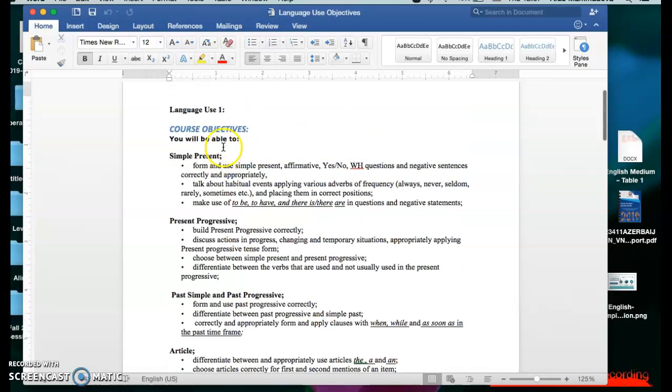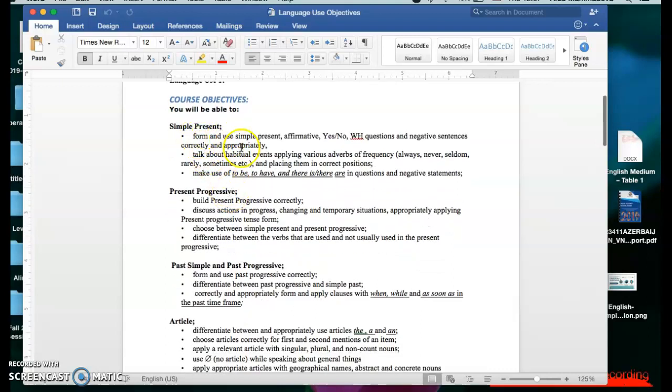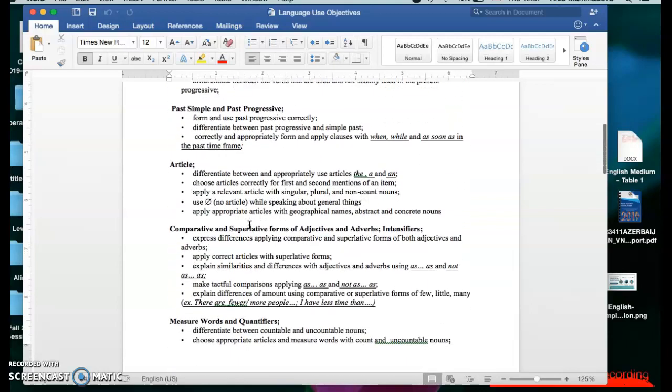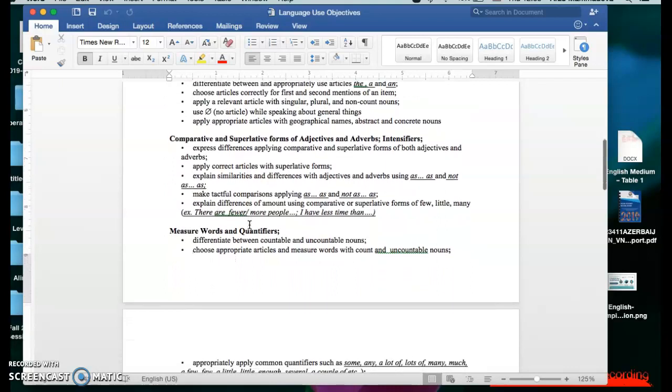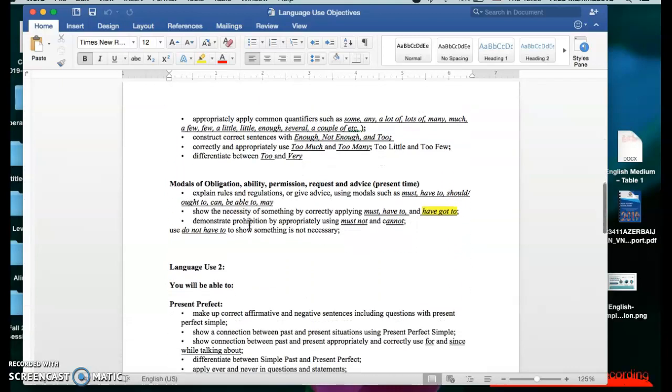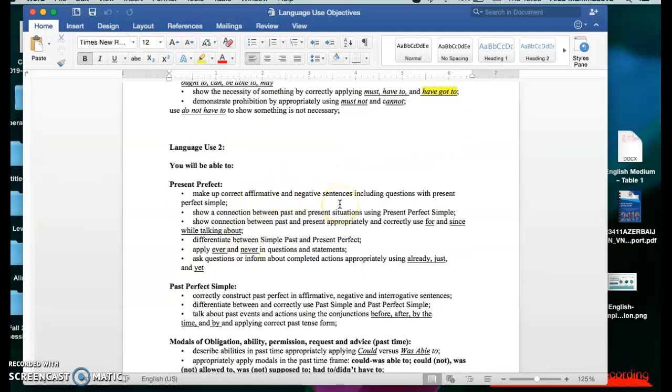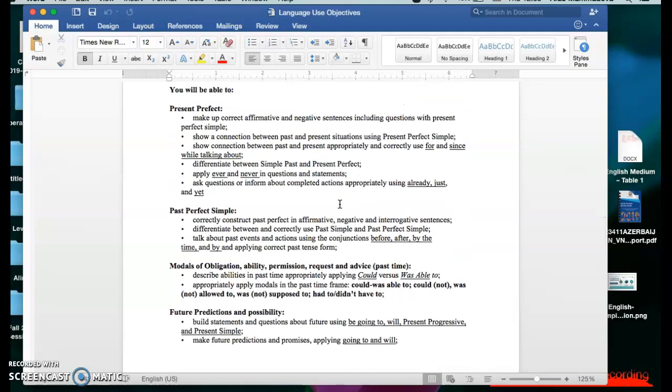For example, in level 1, we have to cover simple present, form and use of simple present, affirmative, yes/no, WH questions, negative sentences. So present perfect in level 1, articles, comparative, superlatives. And so when we go to level 2, we have to cover this and these objectives, and so on and so forth.